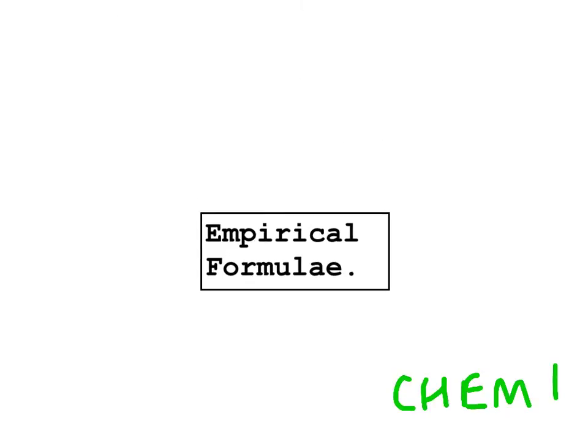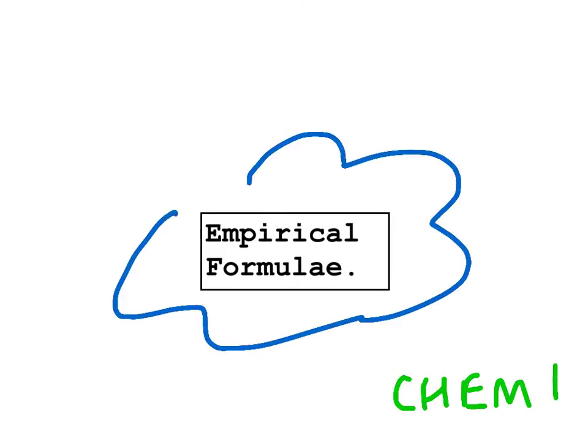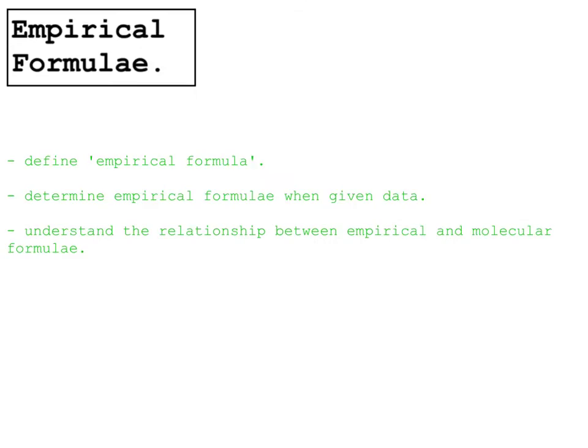So this video is on empirical formulae. And our objectives are, by the end of this video, hopefully you'll be able to define empirical formula. That's one of the definitions you have to know for your exam. To determine the empirical formula when given data to do so, and to understand the relationship between an empirical formula and a molecular formula. Now, you'll have come across empirical formulae at GCSE if you did triple science, but not in great depth, and you need to understand it in a bit more depth at A level.